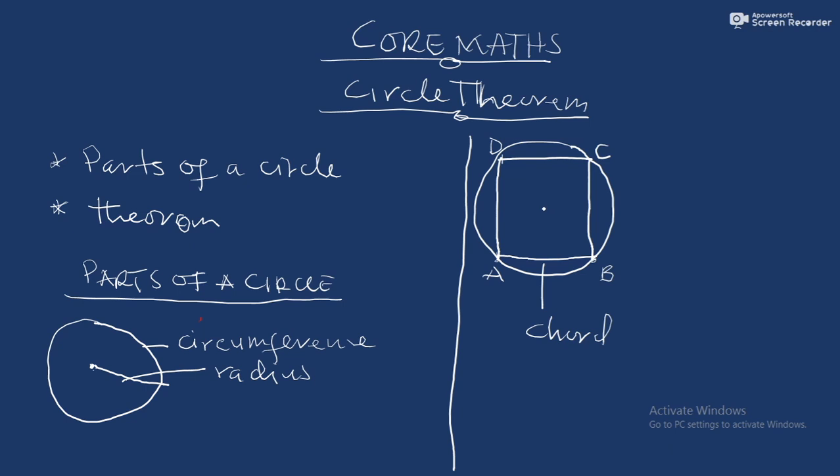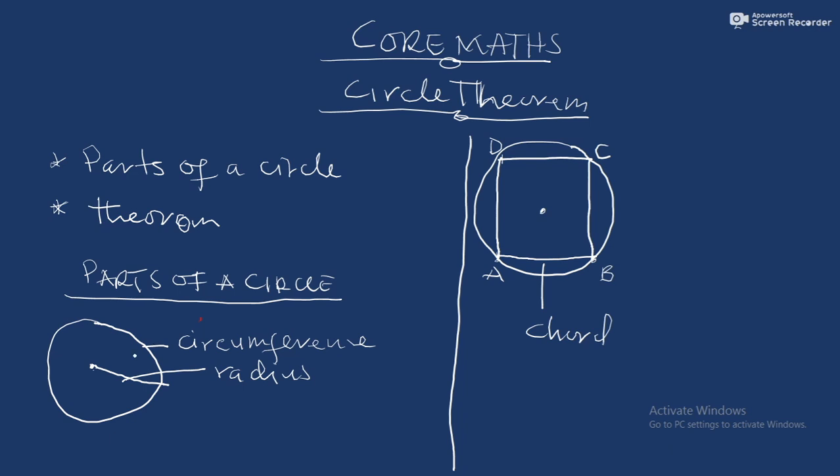Good. And as we know, the fixed point here will be the center of the circle. So let's go over. We said that every circle has a fixed point called the center, and then there is a length of boundary around the circle called the circumference.